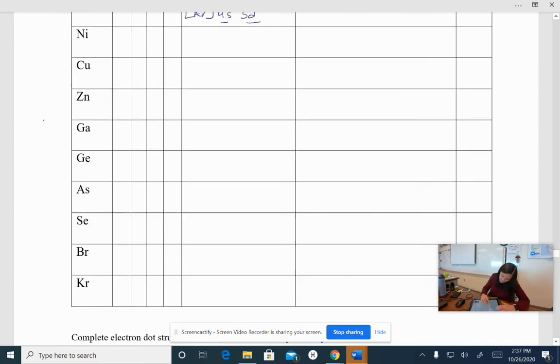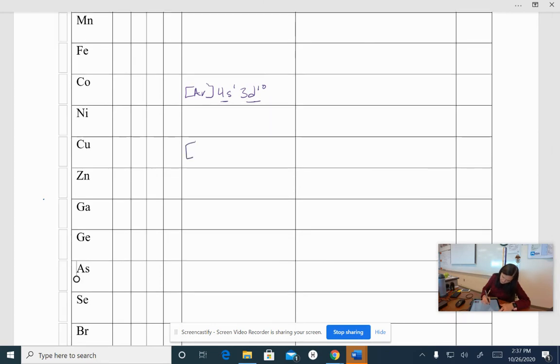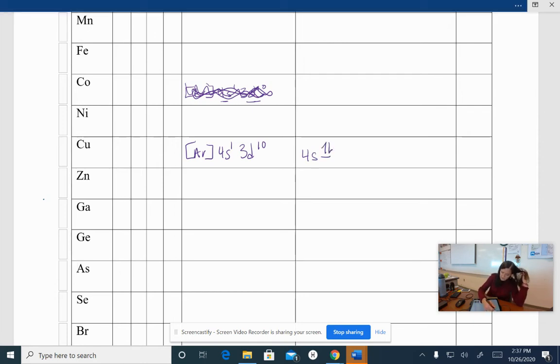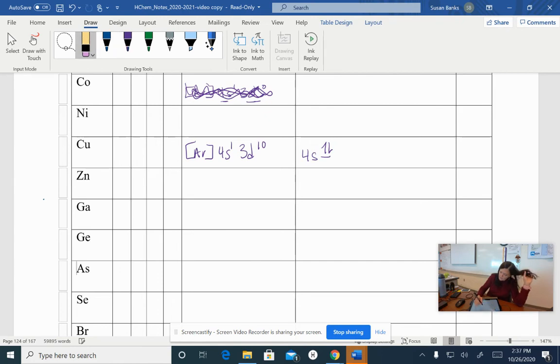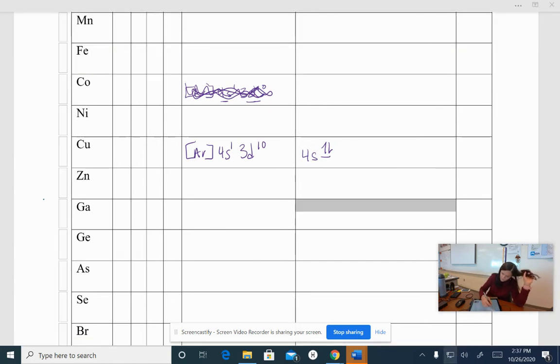Sorry, I wrote that in the wrong spot. Copper. Argon, 4s1, 3d10. Okay, so ignore that. Let me put that in cobalt. So this is what it will come out like. 4s up and down, but we won't have the down in the s because that electron, actually let's map it out.